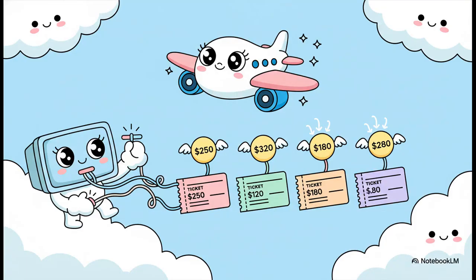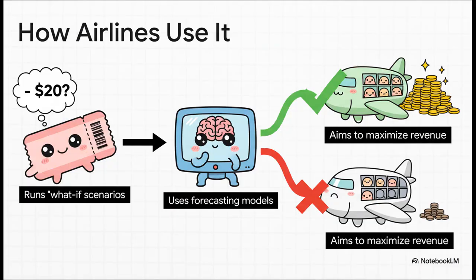For our next example, think about an industry that is obsessed with what-if scenarios. An airline. Let's take Delta. The way they price tickets is a perfect example of this in action. You see, Delta isn't just looking at how many tickets they sold last week.